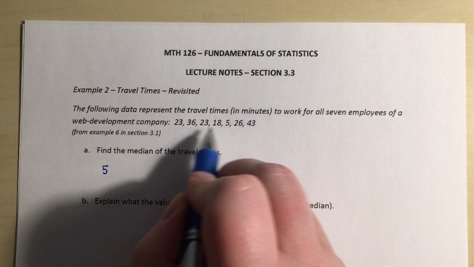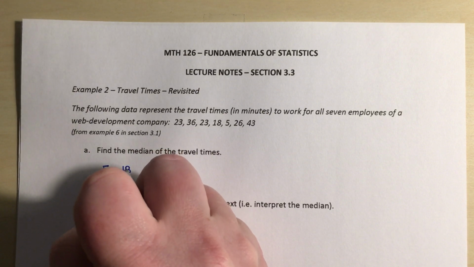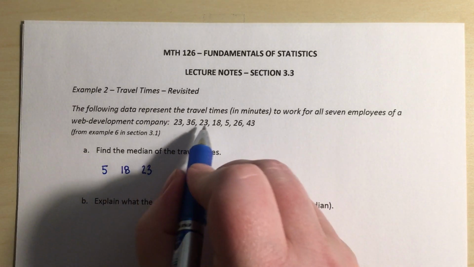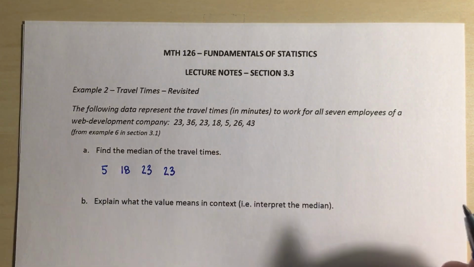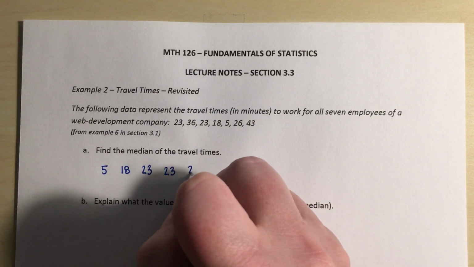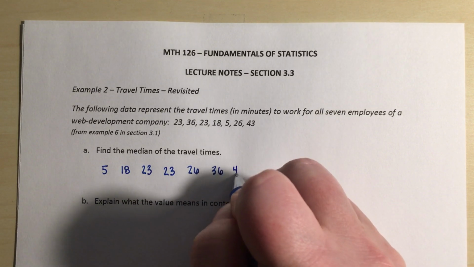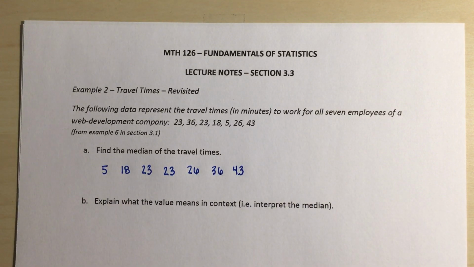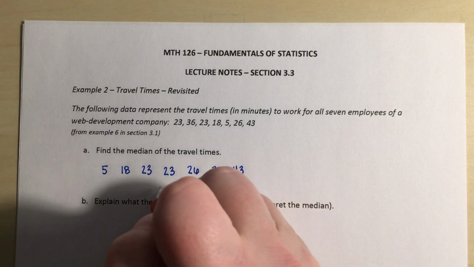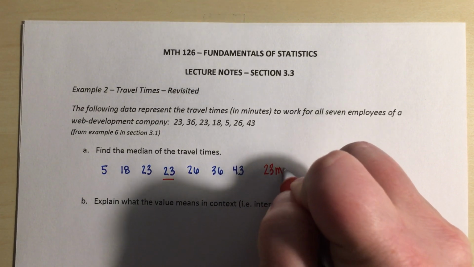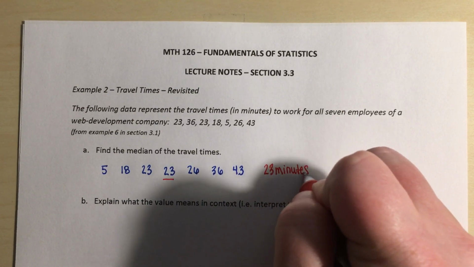All right, our next largest is 18. After 18, we have 23. We have another 23. Then we have a 26. Then we have a 36. And then we have a 43. Looking at this, if we count the number of values, we have an odd number of values. So that means we just need to pick out the middle one. Our middle value here is this 23. So we're going to say 23 minutes. That is our median.